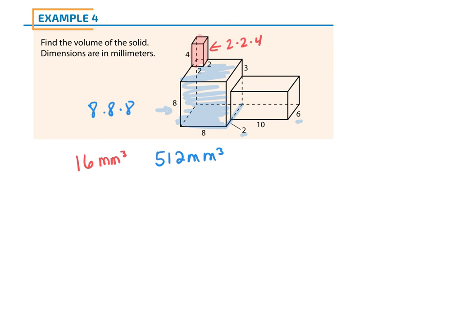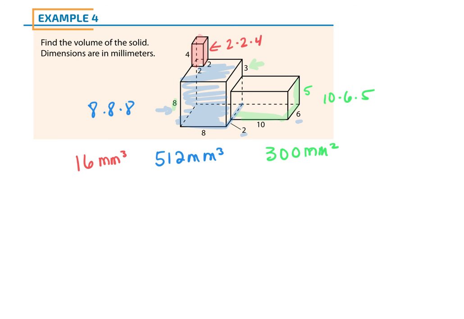And then for this last one, I have 10, that's one of my dimensions, by 6. And then my height, well, I know that this is 3. I know the entire height is 8. So my height here is actually 5. So for this one, I'm going to get 10 times 6 times 5. So I'm going to get 300 cubic millimeters here. All right.